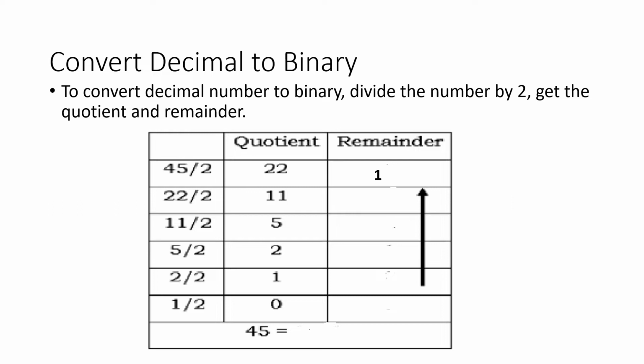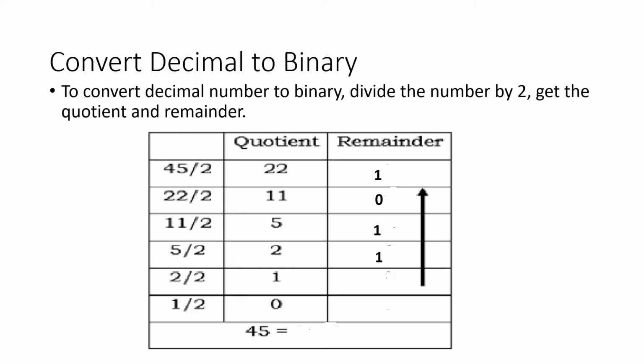22 divided by 2 is equal to 11. Remainder, 0. 11 divided by 2 is equal to 5. Remainder, 1. 5 divided by 2 is equal to 2. Remainder, 1.